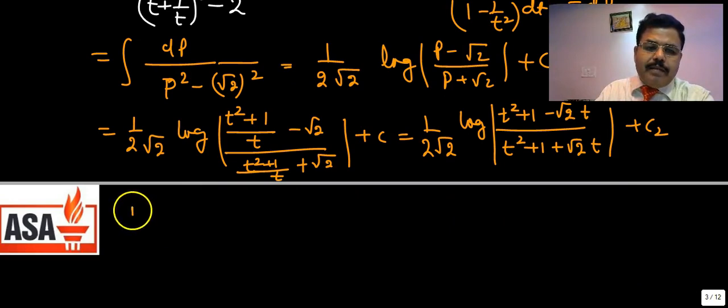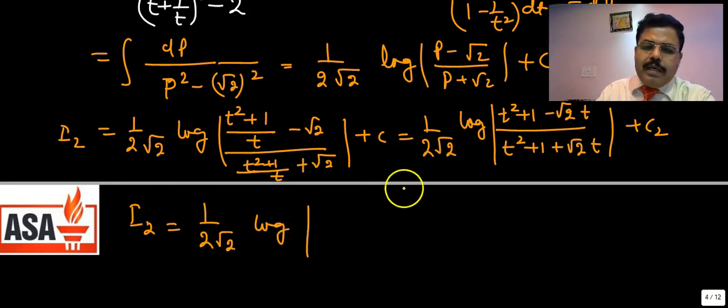Now what indeed will it come? I2 is equal to 1 by 2 root 2 log t square.